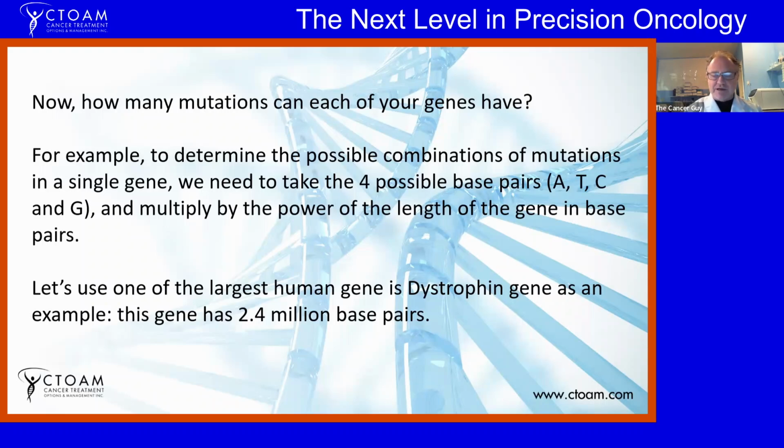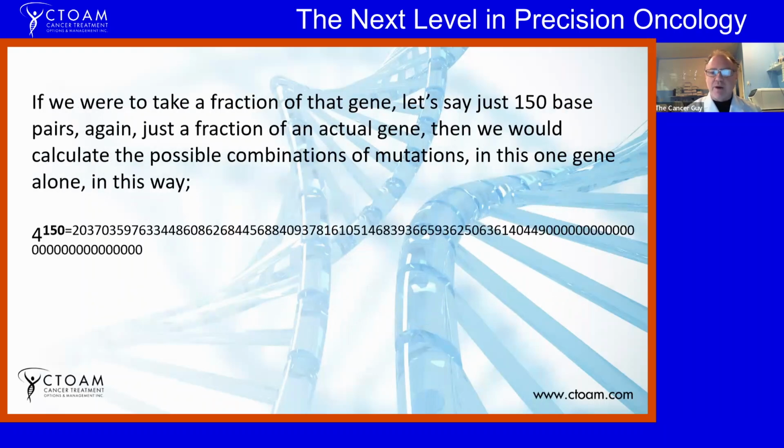So if you want to calculate how many different combinations of mutations could occur in this gene, what you would have to do is take 4 to the power of 2.4 million. I don't even want to talk about the number that's going to create. But I will talk about a number that we can look at.